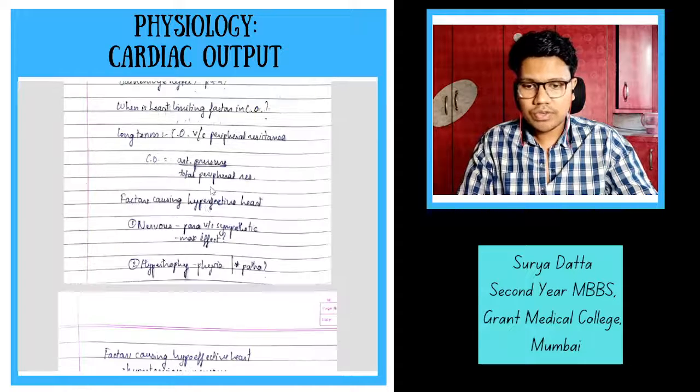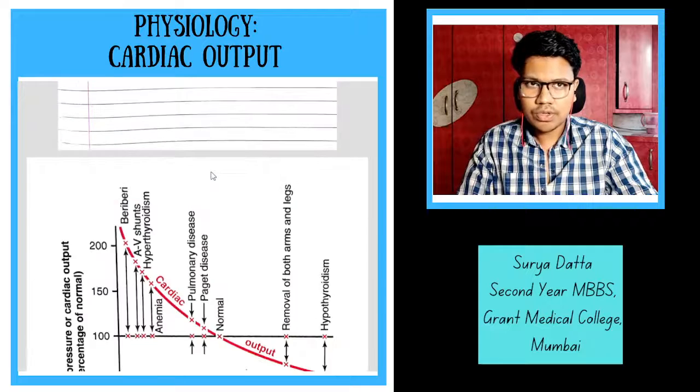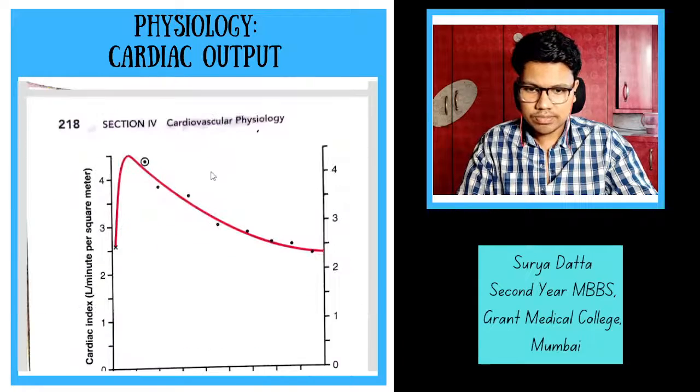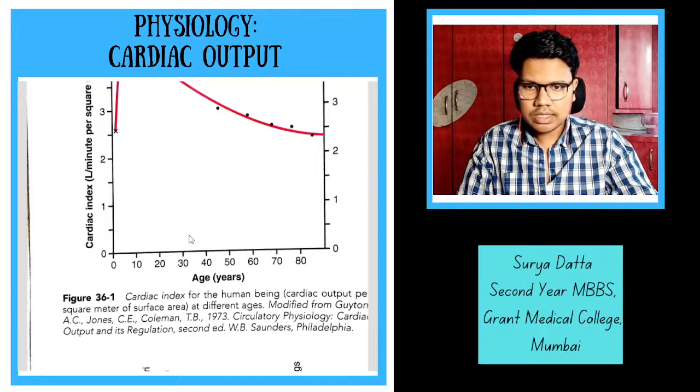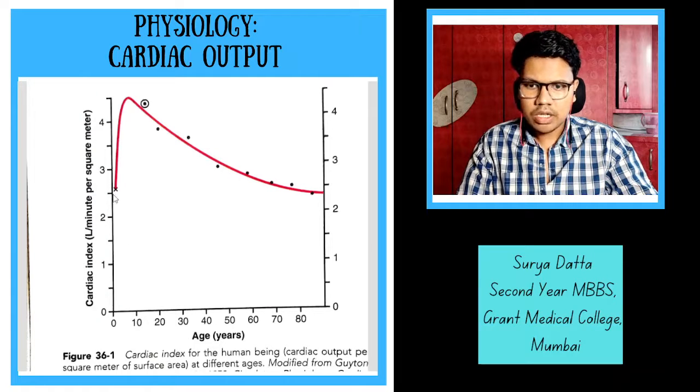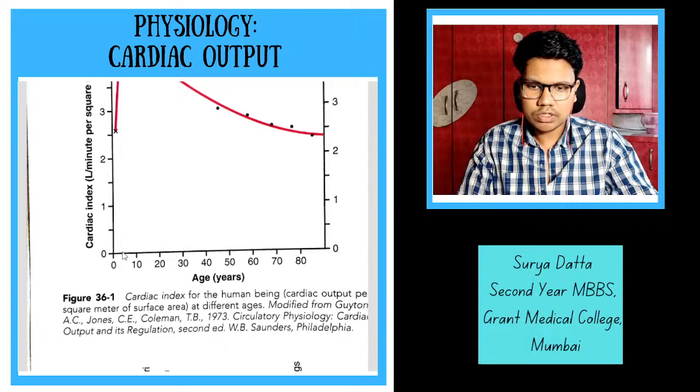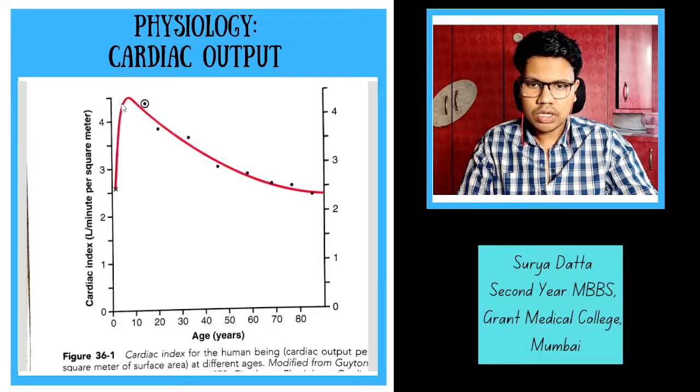Now, the effect of age. I'm going to show you a graph that will make this very clear, right? So this is the graph, this is the cardiac index, and this is the age of the person, right? Look how the cardiac index is increasing during the formative years, till the guy is around 5, 6 years of age. But then it has a steady decline. It's going to keep decreasing and it won't come back up.